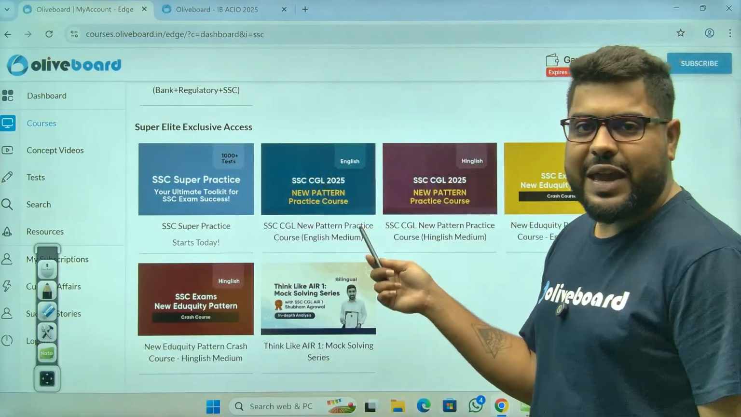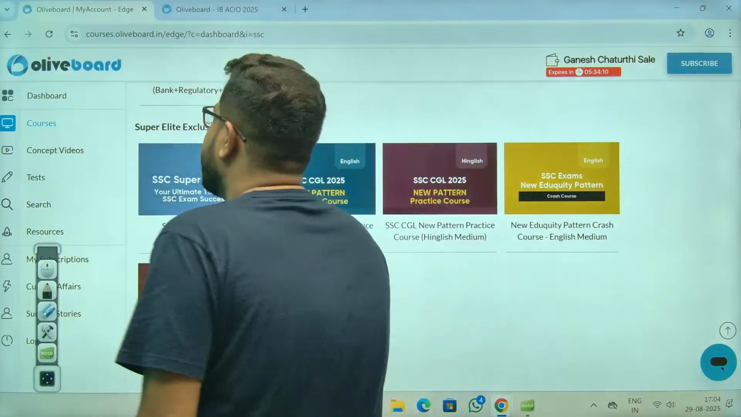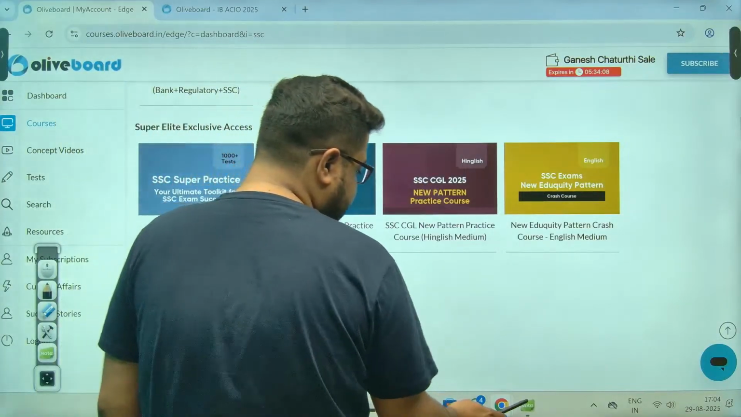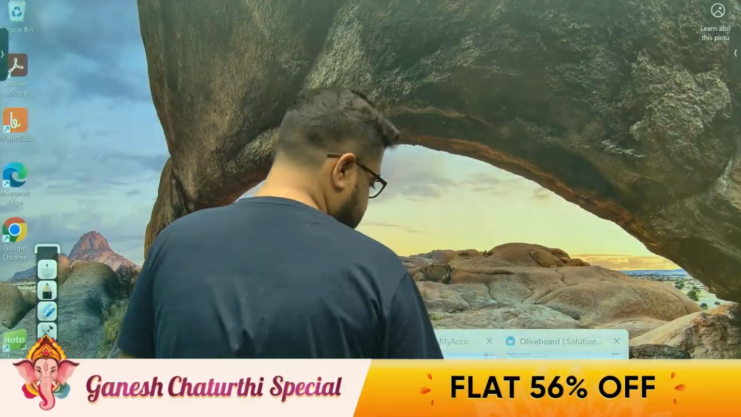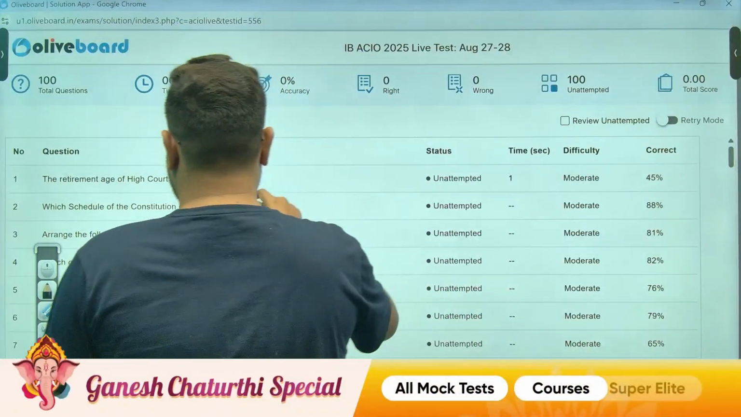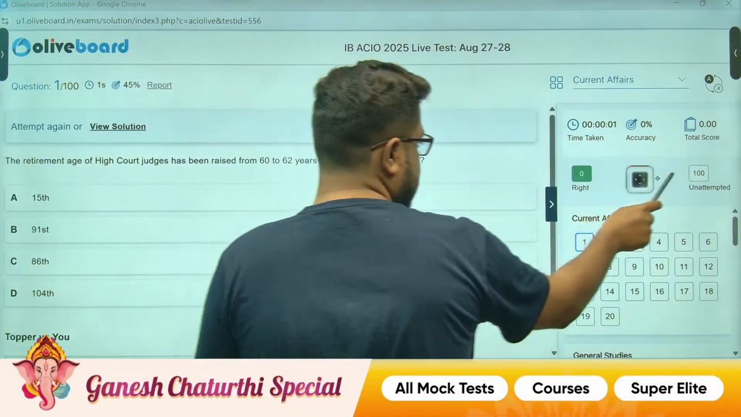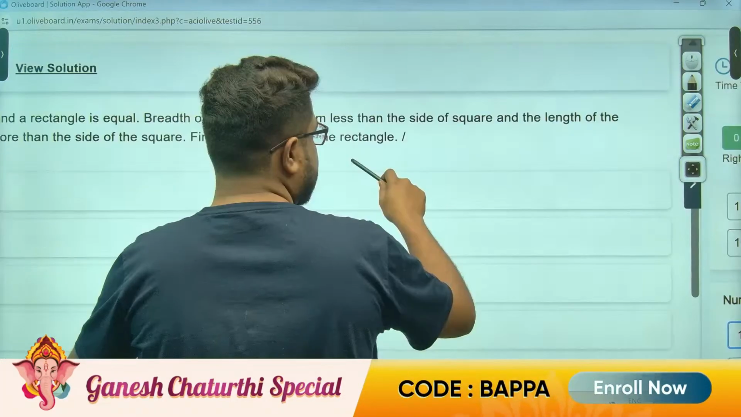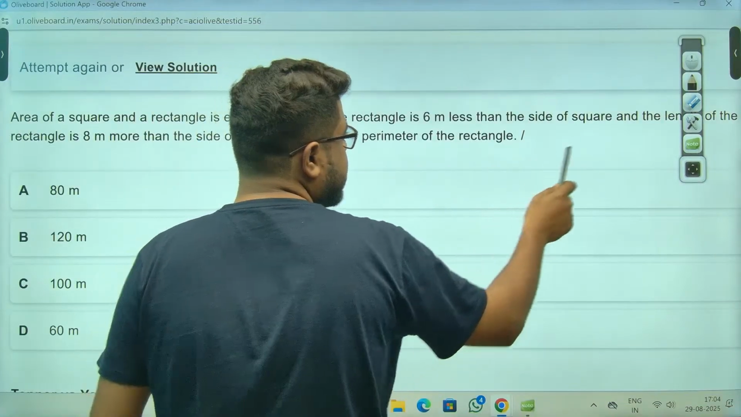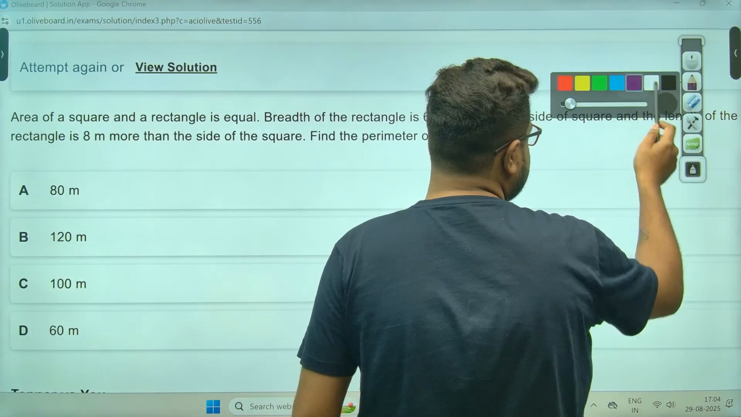So with that out of the way, let's move into our discussion for this week's mock. The first question from quant is this.